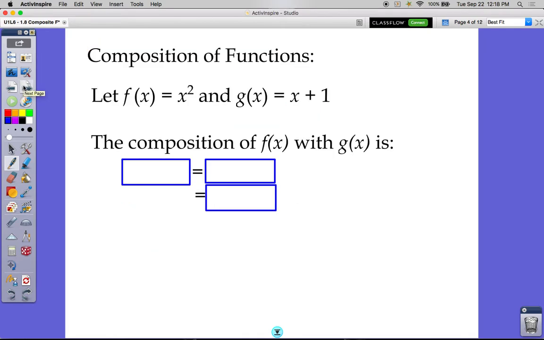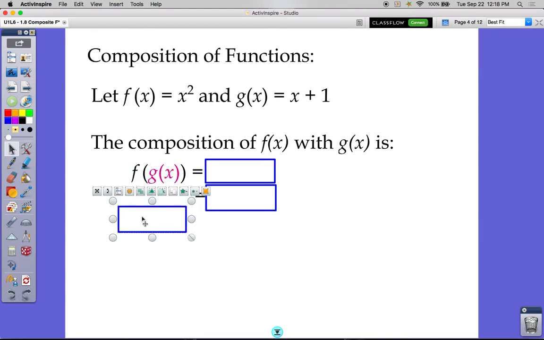Composition of a function. f of x is x squared, g of x is x plus 1. The composition of f of x with g of x is different than multiplication. Notice how this time, instead of f of x, it is now f of g of x.